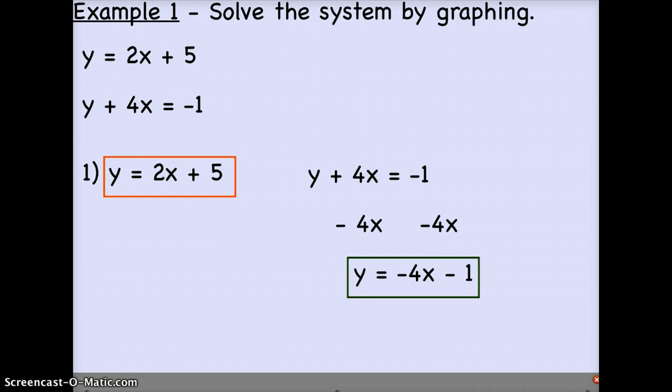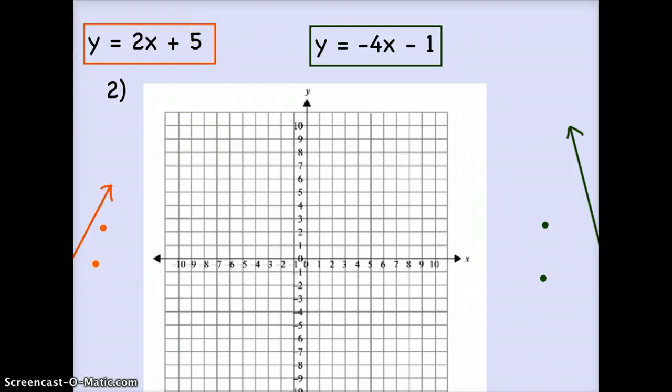We're going to move on to step number 2 and graph those equations. So here we have our first equation. I'm going to use my y-intercept, which is 5, and my slope, which is 2, to graph this equation. So I'll start by plotting my y-intercept, which is 5.